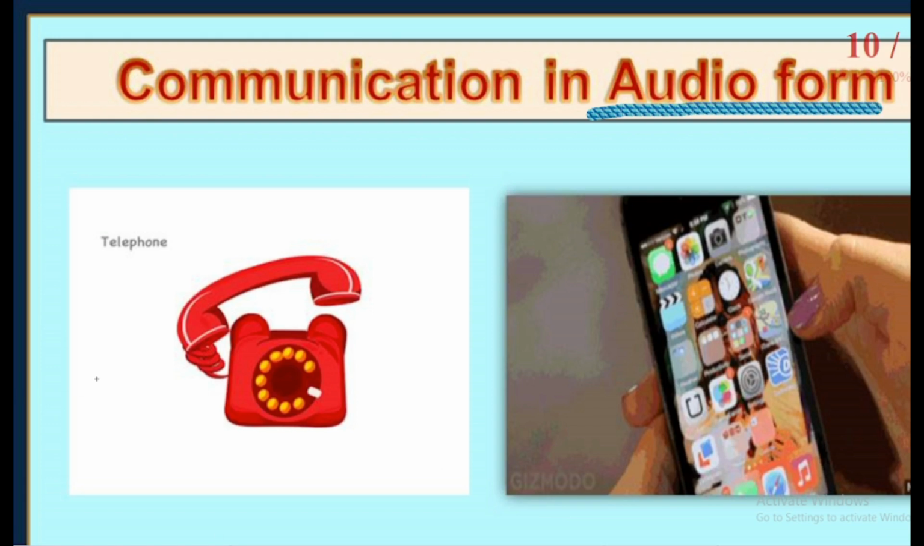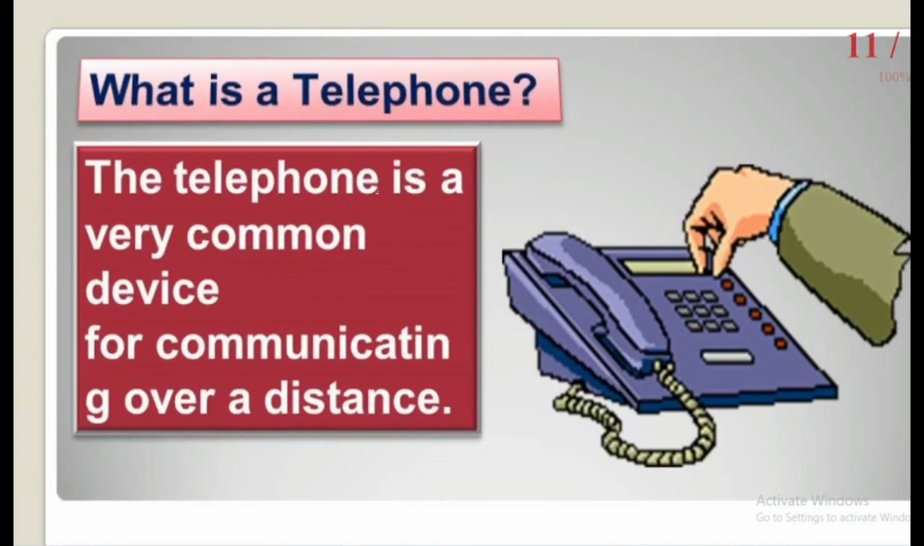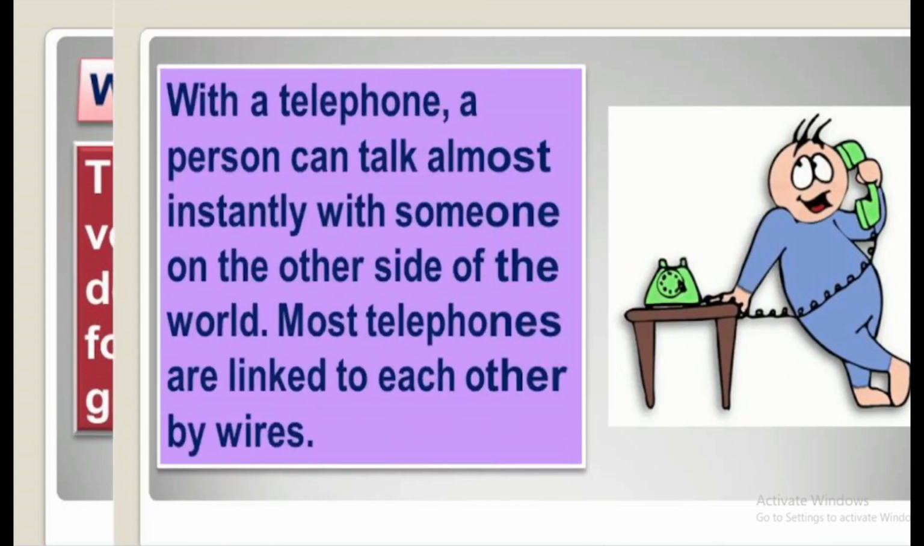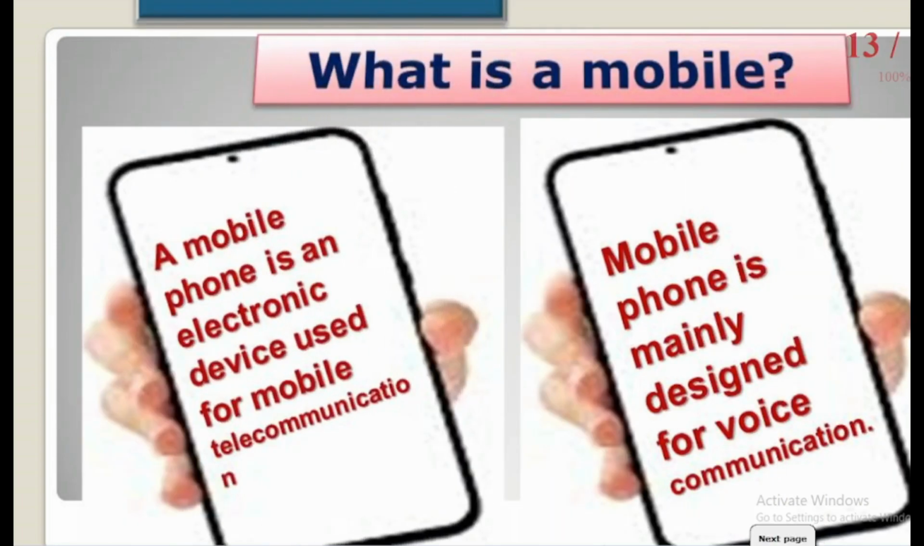Here we can use the telephone and the mobile phone. These are examples of communication in audio form. One more example I want to tell you is radio. With the help of radio we can give information from one place to another. Let us see what is meant by telephone. The telephone is a very common device for communicating over a distance. We can use it to communicate from one person to another; we dial the number and the call goes from one person to another.